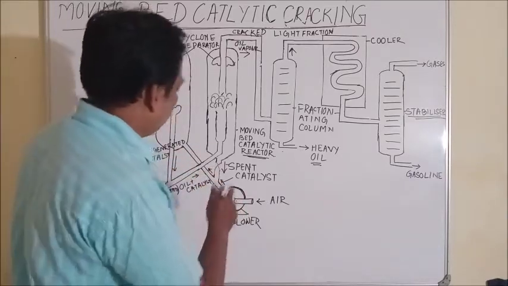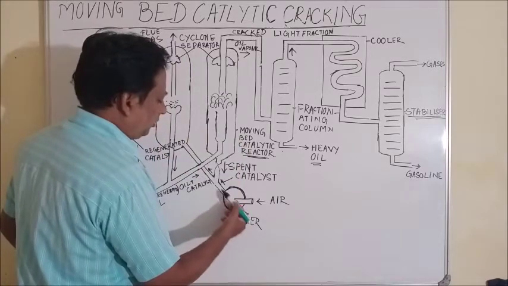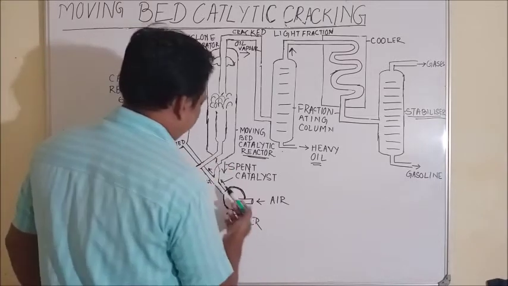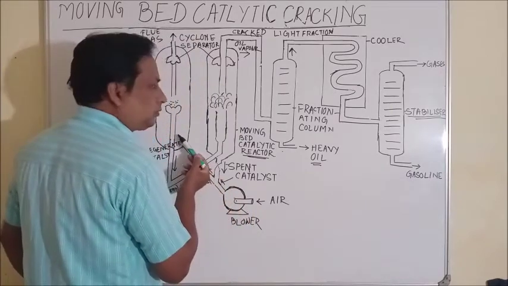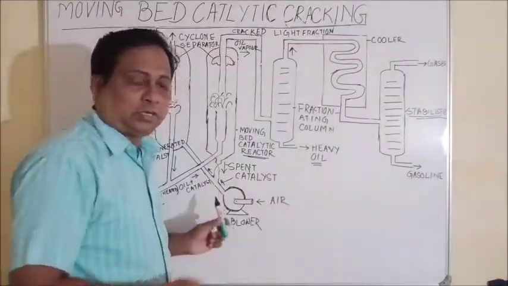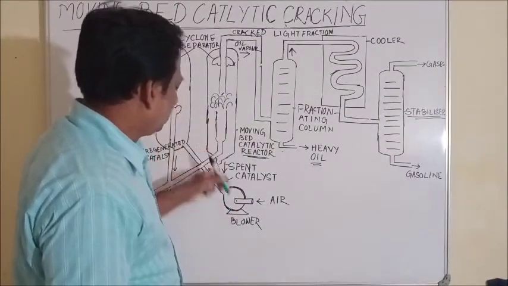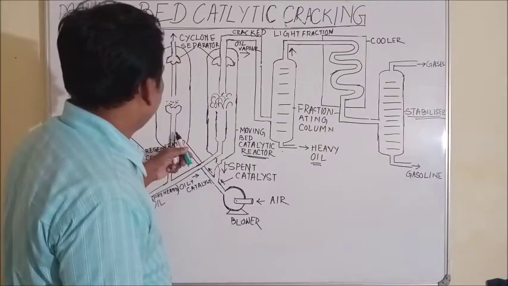Now what happens here? The catalyst is falling, and here the air is blown upward. So when air is blown upward and the catalyst is falling, what will happen? The catalyst will go up into the regenerator, because here the catalyst is coming and air is going.